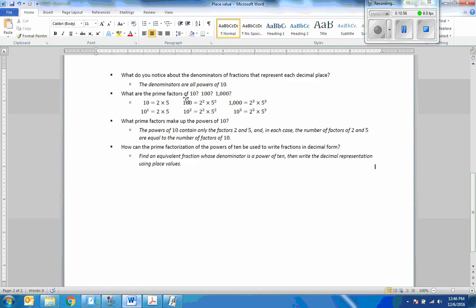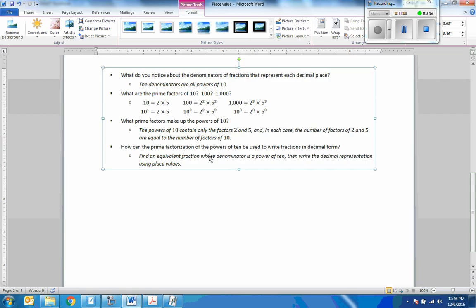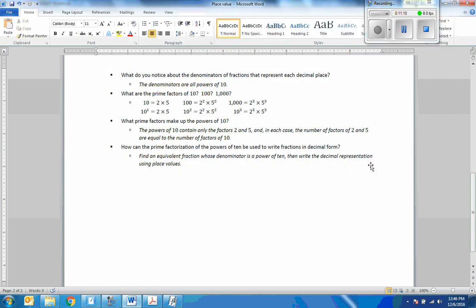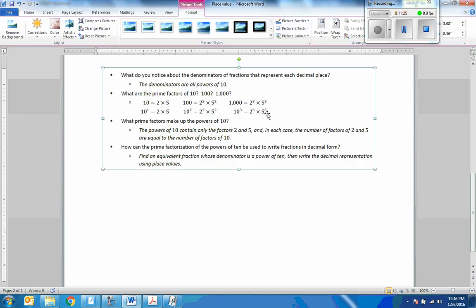So 10 is 2 times 5, or 10 to the 1. 100 is 2 squared times 5 squared, and 100 is 10 squared. So 2 squared times 5 squared equals 10 squared. And then 1,000 is 2 cubed times 5 cubed, okay? So just remember that your powers mean 2 times 2 times 2, 5 times 5 times 5 is what that 3 up there means. So 1,000 is 10 times 10 times 10, so 10 to the third equals 2 to the third times 5 to the third.